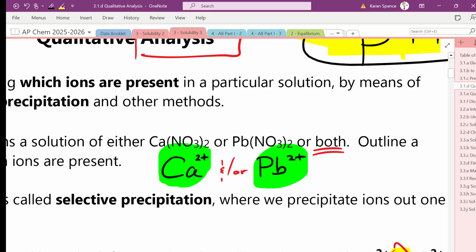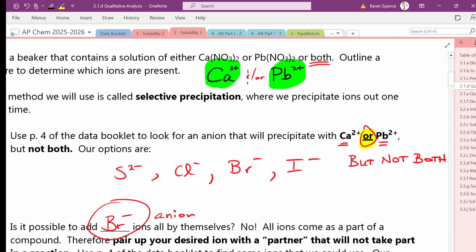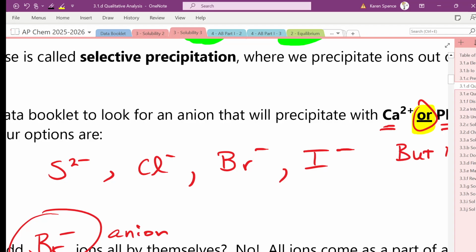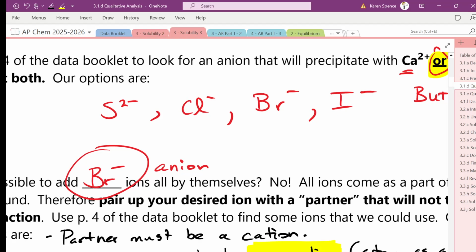And so what we had done yesterday is we picked something that would precipitate either the calcium or the lead, but not both of them. That way we could say, I got a precipitate, yes, I had this one particular ion present. In this case, we chose something that would precipitate the lead because lead is generally a less soluble substance than calcium. So we could have chosen any of sulfide, chloride, bromide, iodide. We chose the bromide ion.